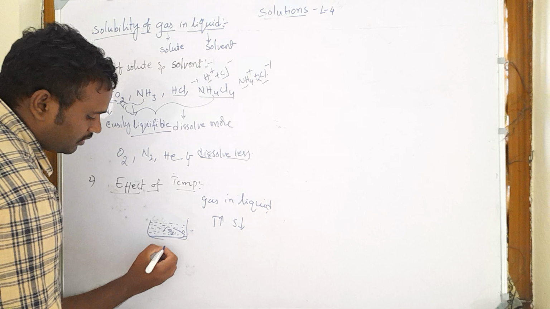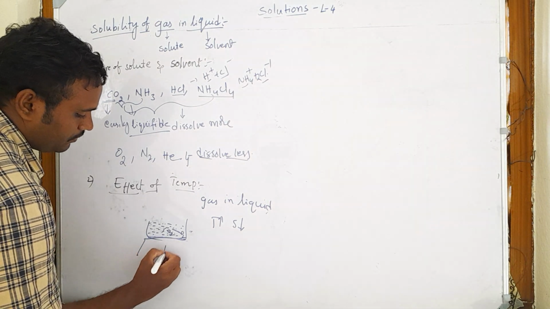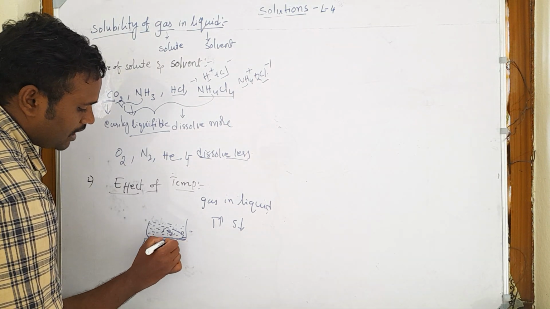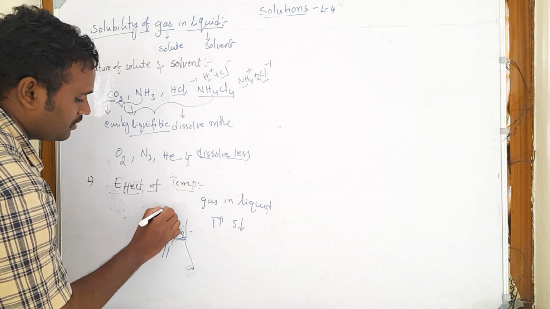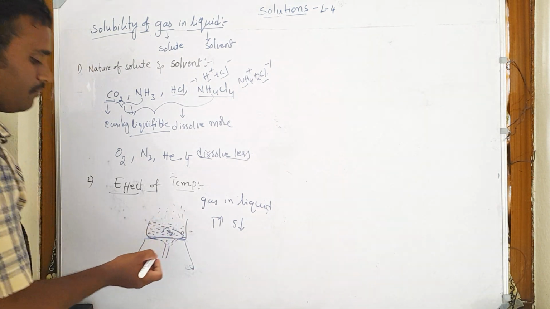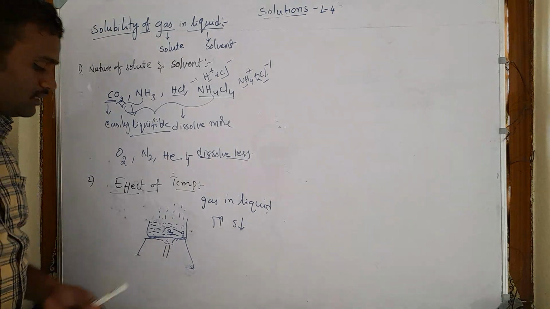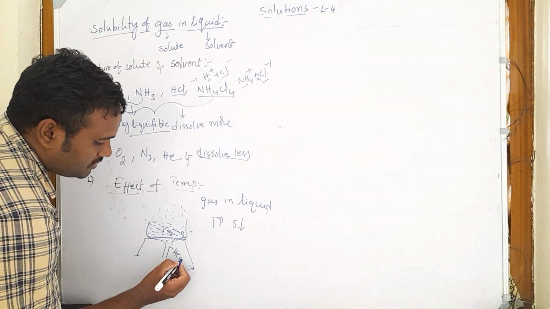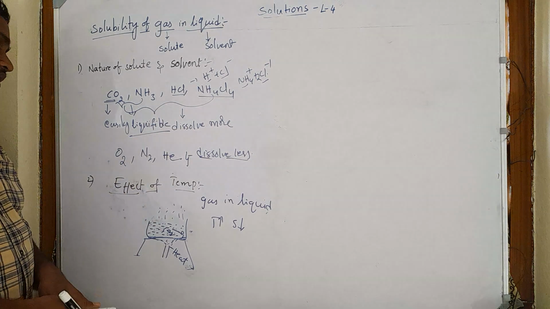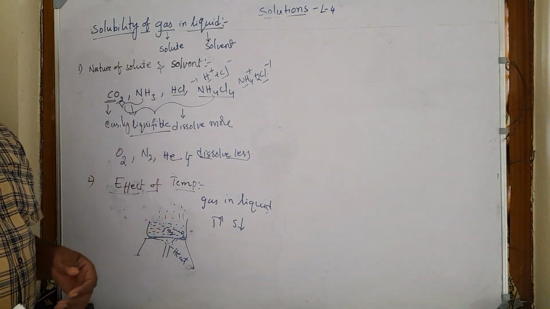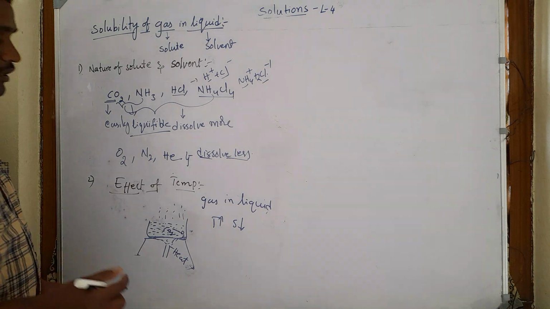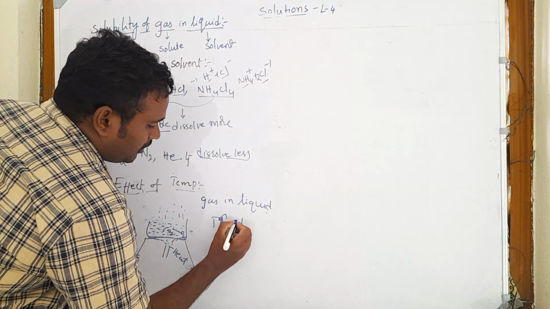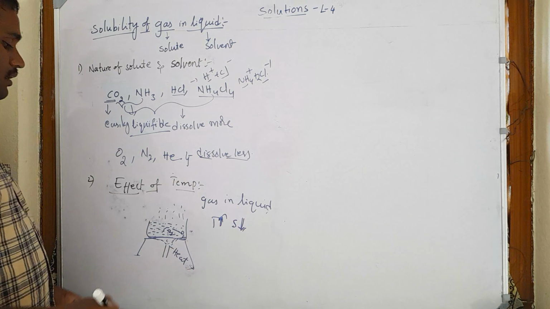When you heat this water, what is happening? We can observe the release of some gases. When you supply heat energy, that means the temperature is increasing, and the dissolved gas is expelled outside. This is the effect of temperature. As temperature increases, the solubility of gas decreases.